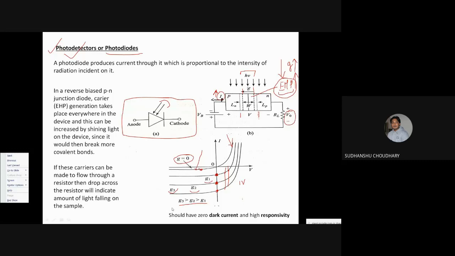Now, an important thing to notice in photodiodes or photodetectors is that they should have zero dark current.